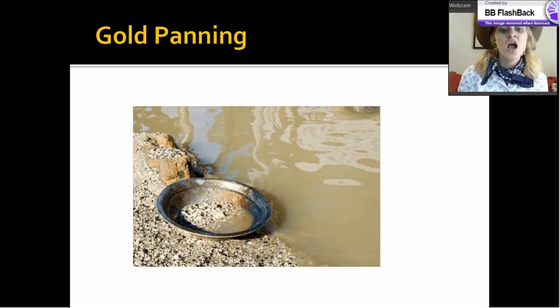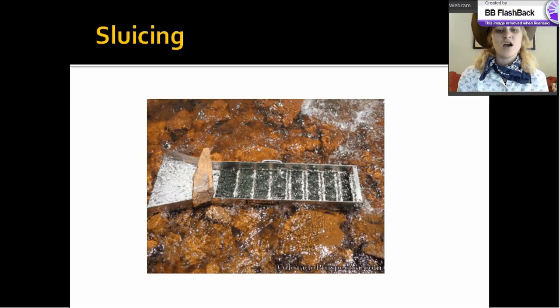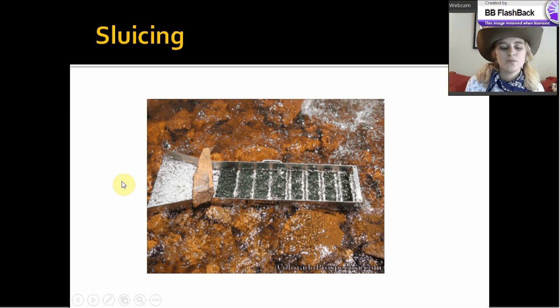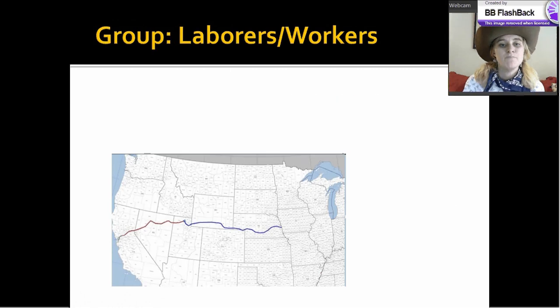So here's a picture of gold panning again. You might have a dish into the river there. This one you can see, it's got the mesh at the bottom. The water is going to run through it. The current of the water is going to push all the sand and silt out, and leave the heavier rocks and hard metals behind.